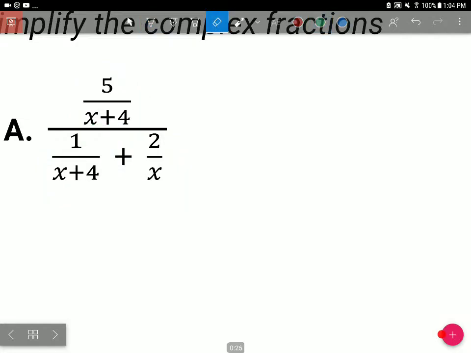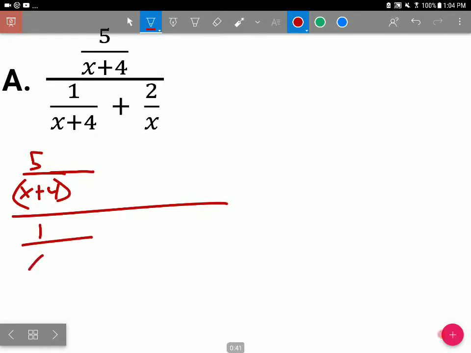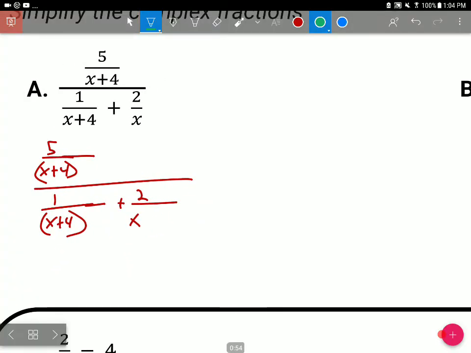So first things first, I'm going to write it out to give myself some space. So I'll go 5, no, not x, 5 over x plus 4, make sure I give myself a little bit of room, over 1 over x plus 4, plus 2 over x. And I'll leave myself some room to put in whatever factors I need, okay? From here, let's look at the denominators.